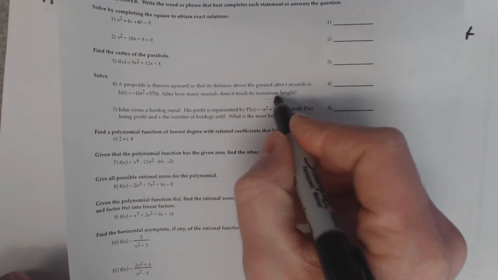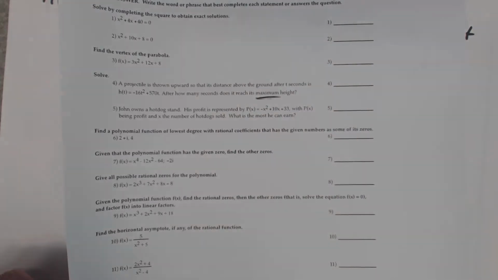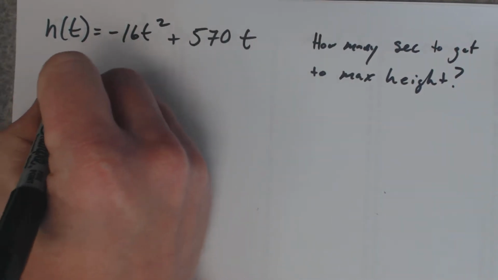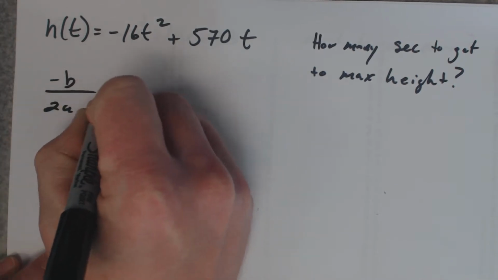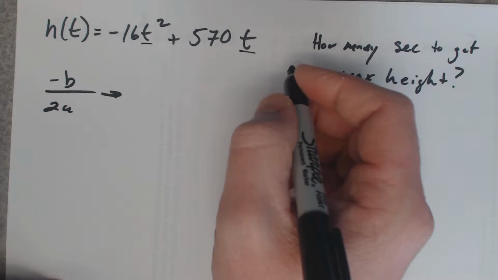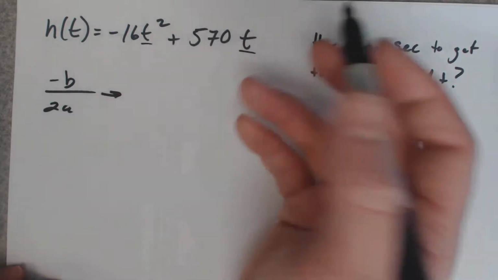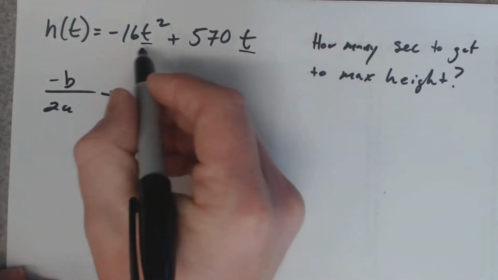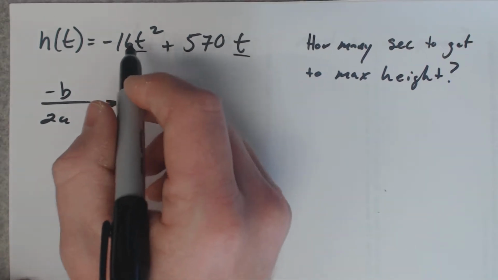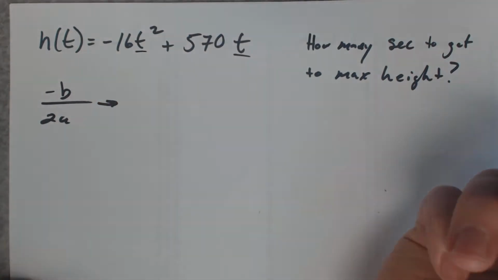Maximum. So when it says maximum, you're talking about vertex. So in this case, if I do negative b over 2a, it will tell me the t value of the vertex. T, the time, the x. It's the x value, what we just did, but it's the t. It'll tell me the t value here, the maximum. So it'll tell me the time to get the maximum height.